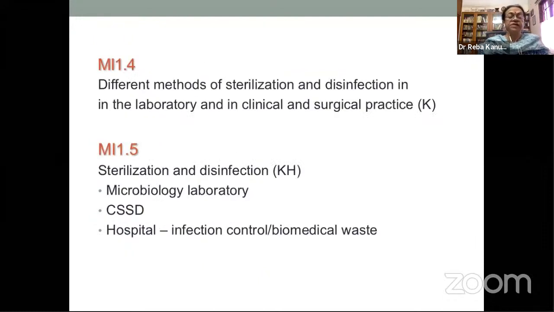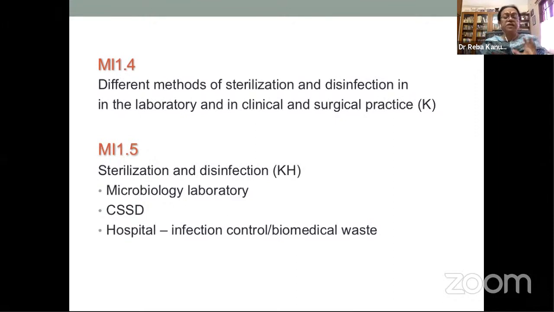Then the fourth component is different methods of sterilization and disinfection in the laboratory, in clinical and surgical practice. Now, all along we've been teaching about the autoclave, the double jacket, steam jacket autoclave, or hot air oven, et cetera. And I still remember there are some very old textbooks which even said sunlight is a sterilizing agent. So we have to go away from that. We have to go away from the media room or the sterilization into what is applied in the hospital.